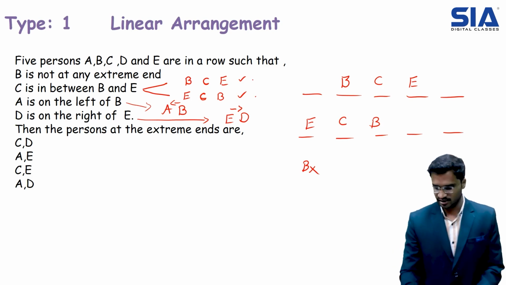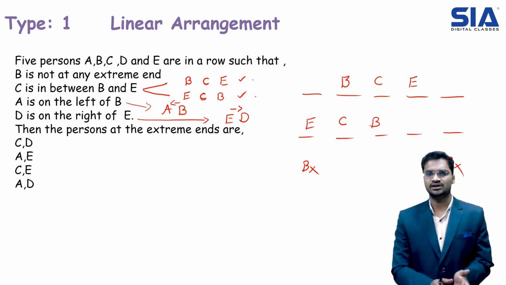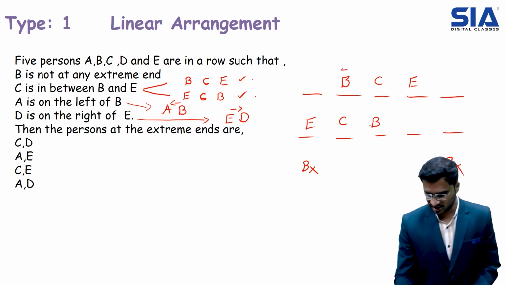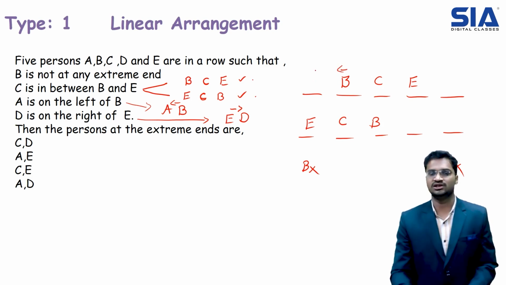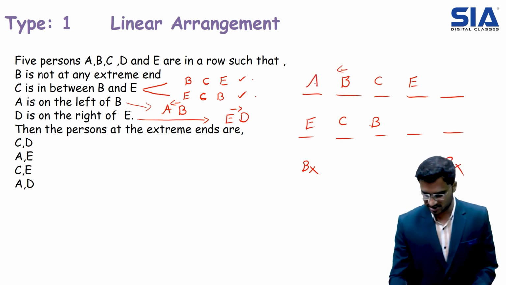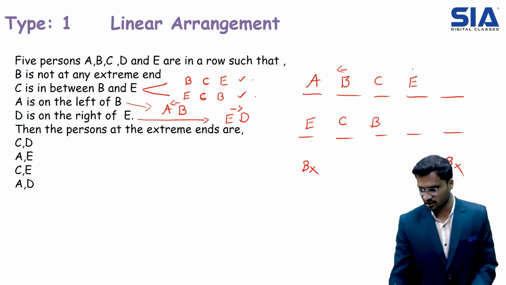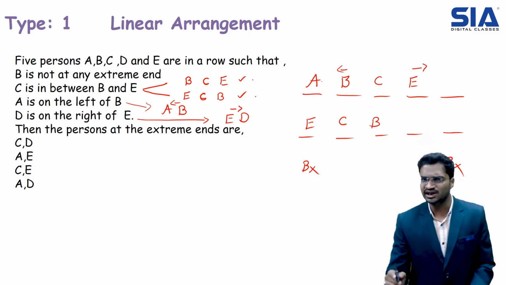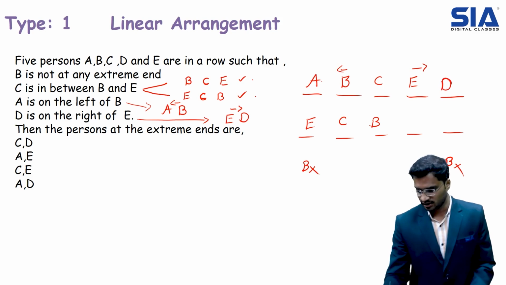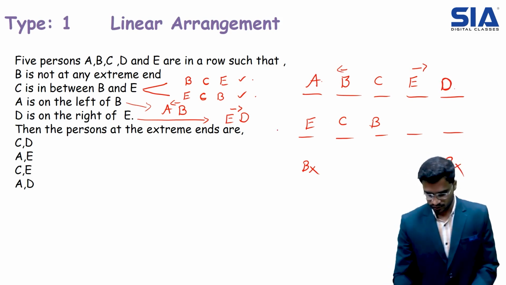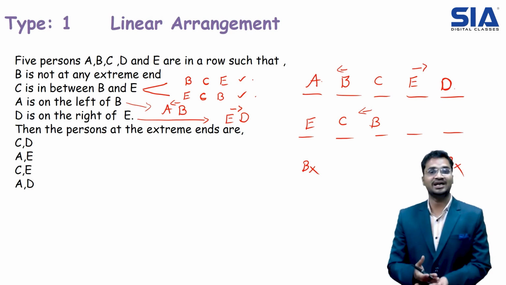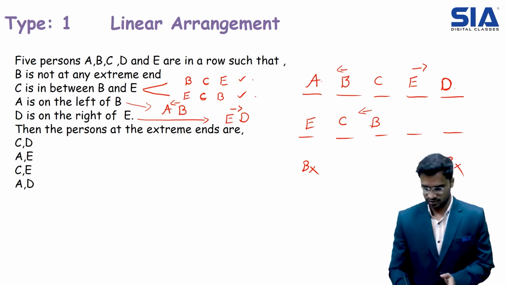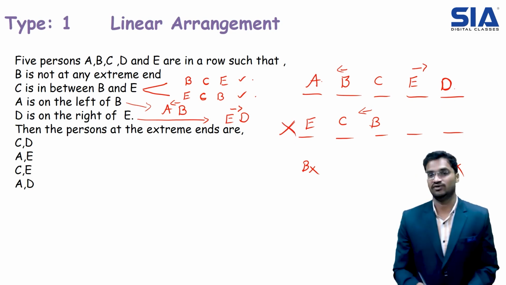Then he said that to the left side of B, A should sit. Now we can say that only one position is vacant for A, so A sits here, and to the right of E, D sits. So here D will be sitting. Now, to the left of B, A should sit, but there are no vacant positions for A to sit, so this condition is invalid. So our answer will be this one.